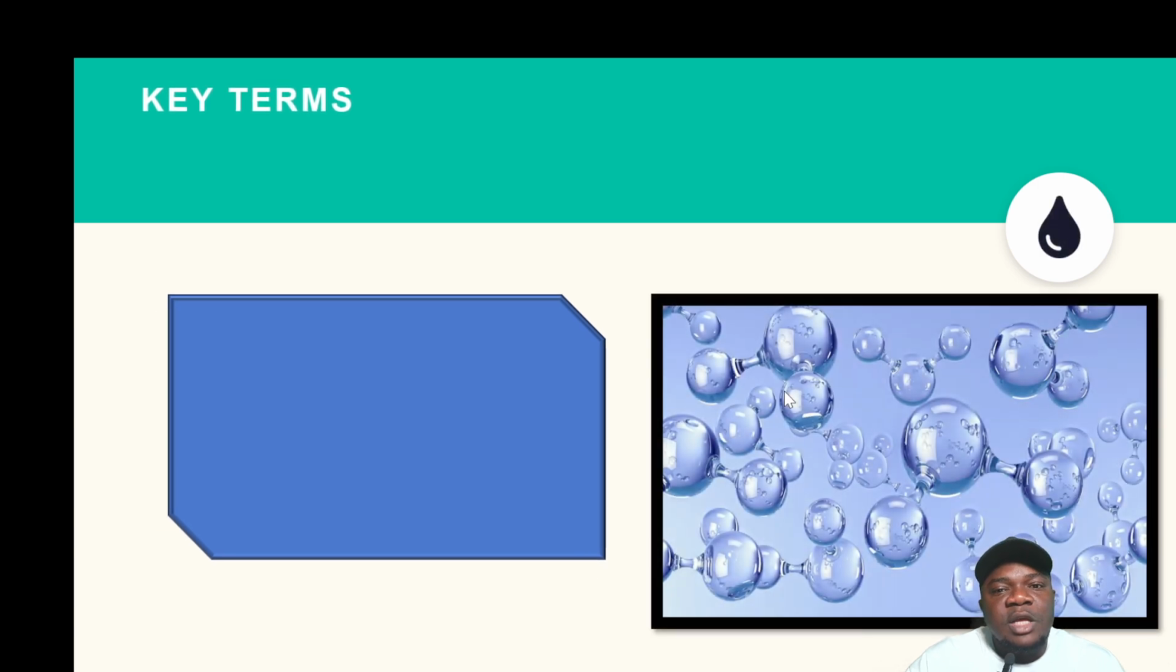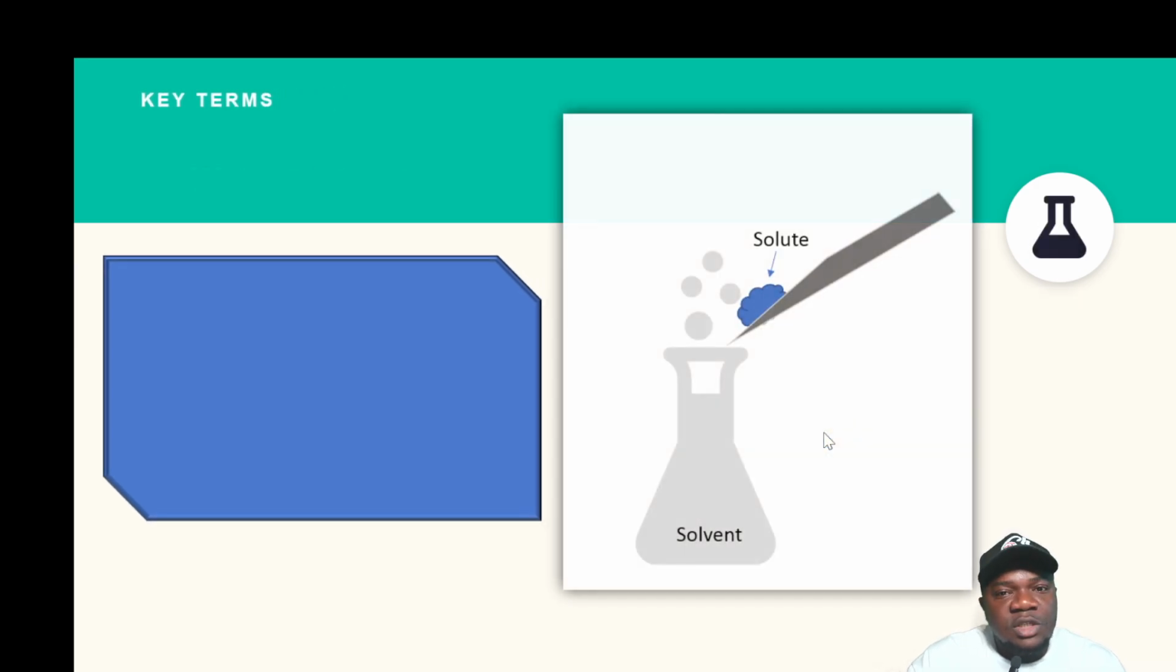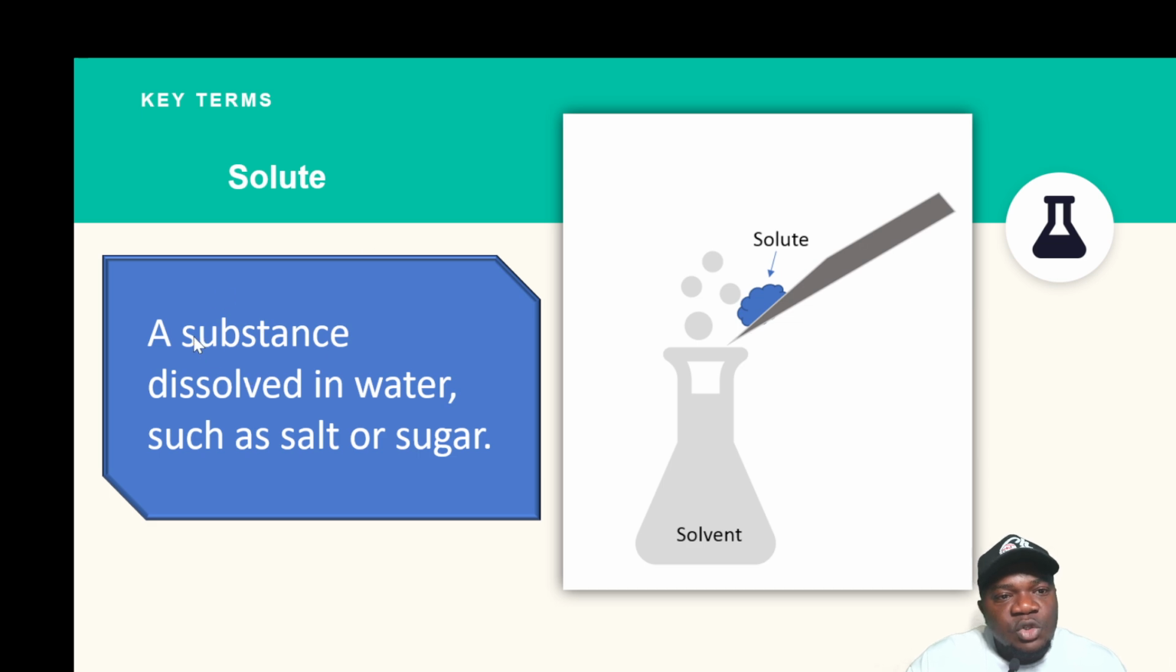There are some terms that are very important to understand in osmosis. First, the water molecule. It is very important because you cannot discuss osmosis without making reference to water molecules. These are the particles that move during osmosis. Then you have another term, solutes. A solute is a substance that is mixed with a solvent, for example a salt. A substance that dissolves in water, such as salt or sugar, is known as a solute. So these are solutes.